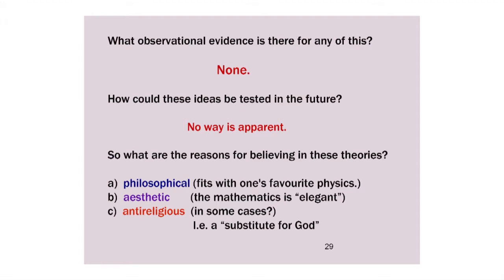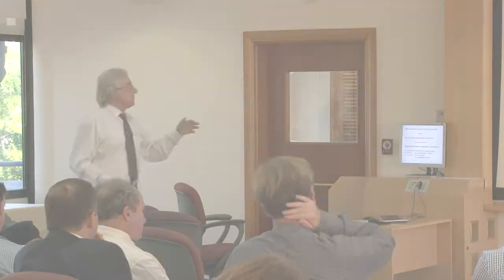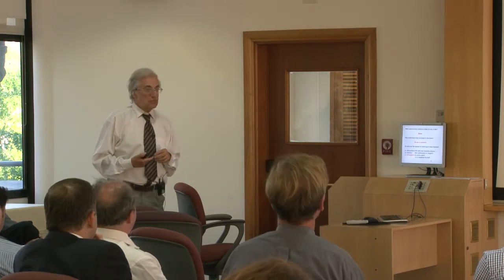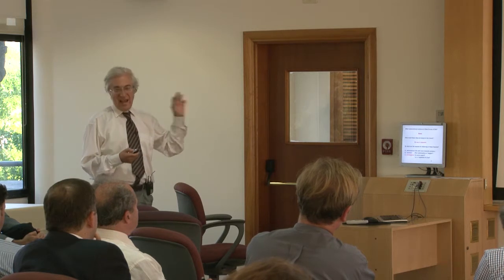You think, I've got some physics which I really like, and that leads me towards a multiverse, some sort of philosophical argument. The aesthetic argument is because the mathematics is seen as elegant. It's terribly complicated, but people who go into it, there's a guy called Brian Greene you may have heard of, The Elegant Universe. He likes the aesthetics. In some cases, perhaps, it may be explicitly anti-religious. Don't like God, I'll have anything else.